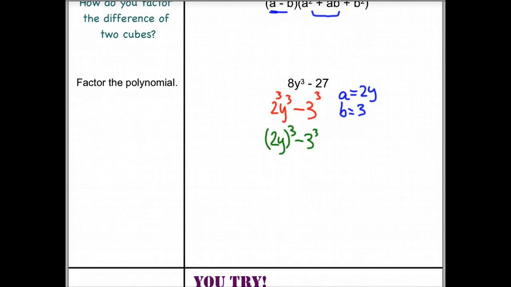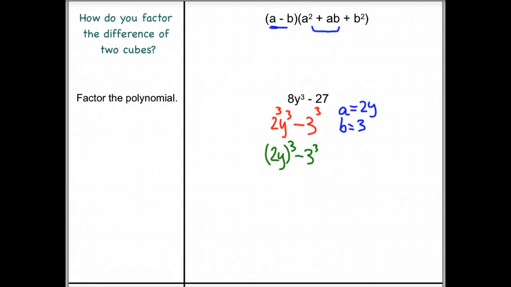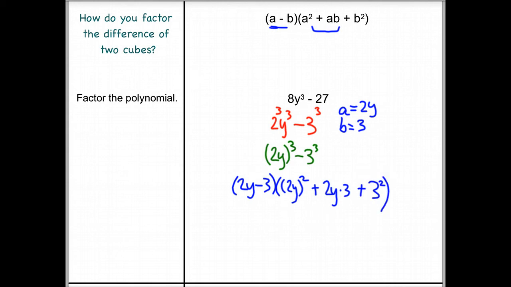So now let's plug that into that equation up here. So we have 2y minus 3 times a squared, which is going to be 2y squared, plus a times b, so 2y times 3, plus b squared, which is 3 squared. So let's simplify this. We have 2y minus 3 times 4y squared plus 6y plus 9. And that's our final answer.